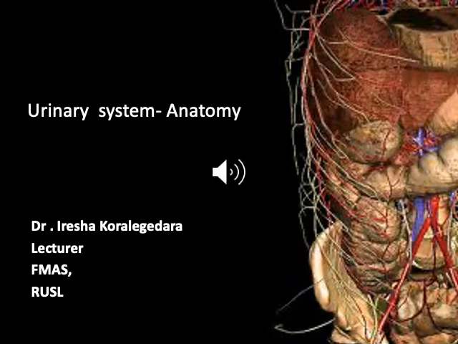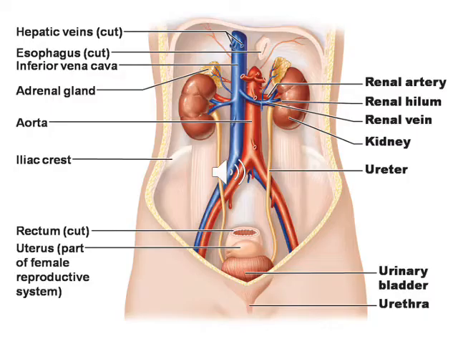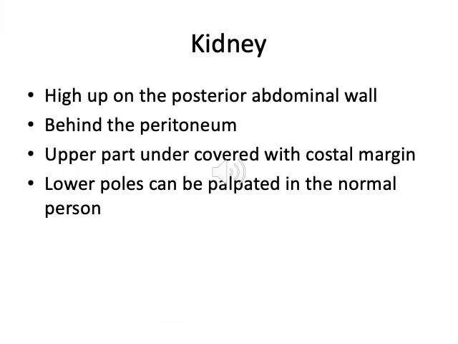Today we start the lecture series on the urinary system. First, we discuss the gross anatomy of the urinary system. Here you can see the urinary system comprises two kidneys, two ureters, the bladder, and the urethra. In this lecture, I'll discuss the kidney, ureter, and bladder. First, we'll discuss the kidney.